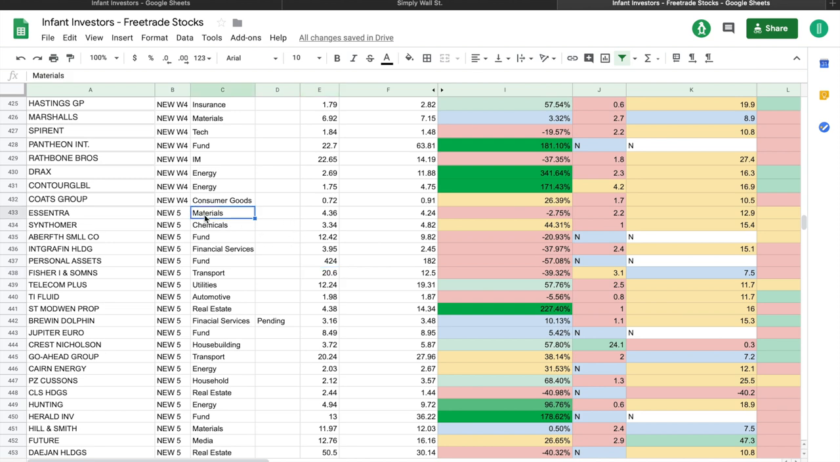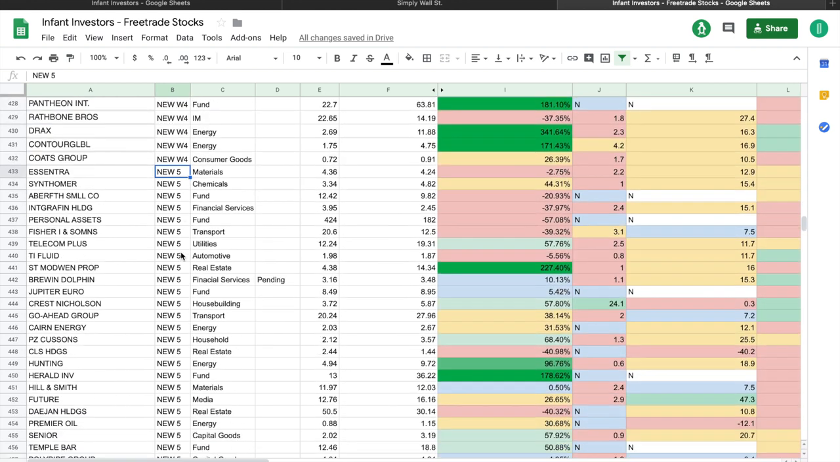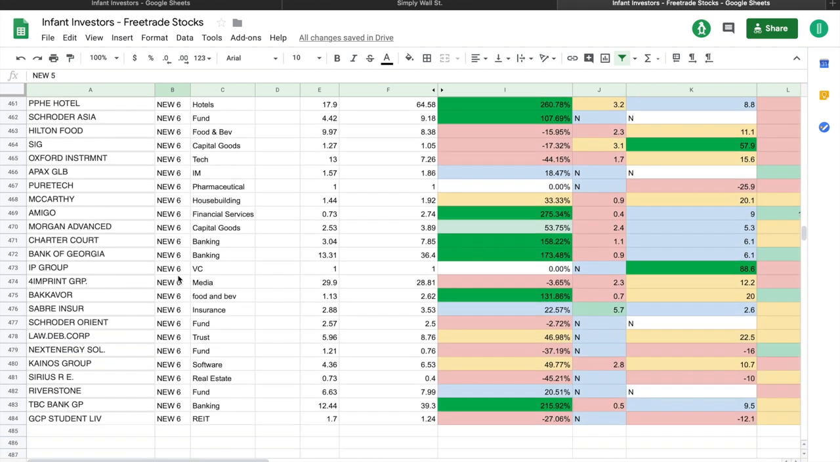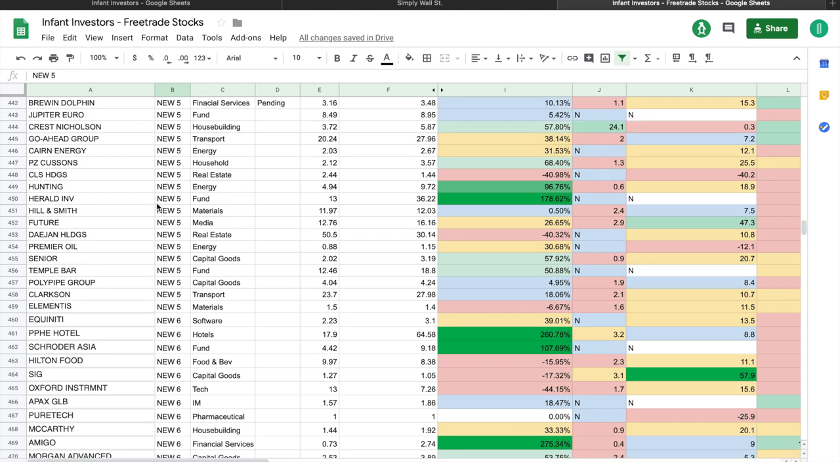But first, as you know, on the spreadsheet that I will leave the link to in the description, I have added the new stocks, new week five. These stocks here, and then new six will be the stocks from last week, and then obviously this week's stocks, when they finally are released, will be new seven, and I will definitely add those in there.